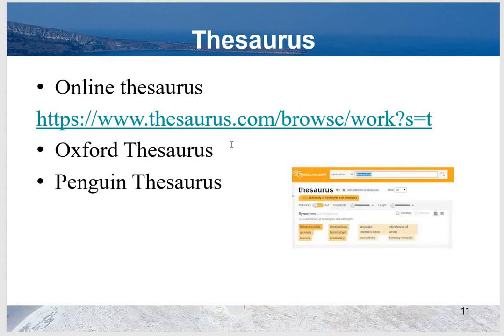Thesaurus.com. This is a website. This is an awesome thesaurus. I recommend it. Oxford Thesaurus, Penguin Thesaurus, they are also very good if you want to buy in hard copy. So what will happen? Just write here the word. It will give you almost 40 to 50 synonyms. So this is a very good source for learning thesaurus and synonyms and antonyms.